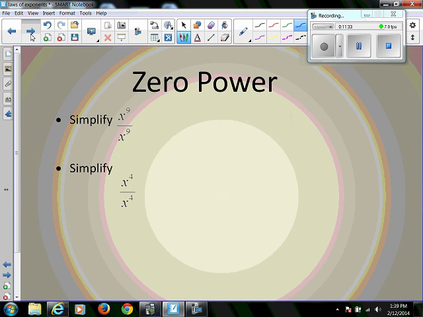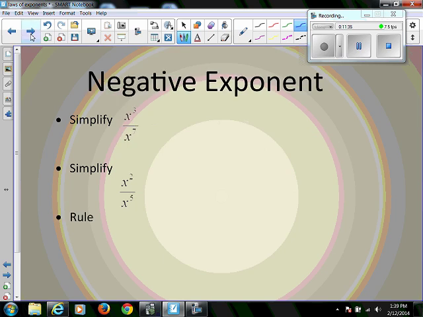So we have here x, 3 minus 7, x to the negative 4th. Let's look at what happens here. Cancel out. We have x to the 4th and it's in the denominator. So anytime we have a negative exponent, we need to what? Make it positive and move it to the denominator.